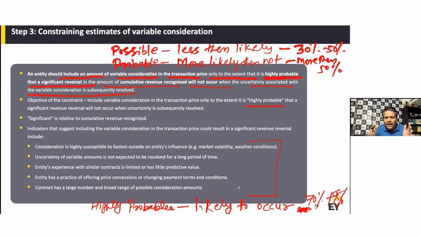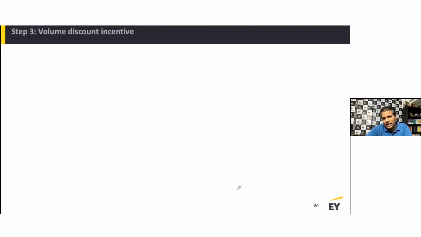The high hurdle of highly probable is understood as likely to occur. Likely to occur means a possible range of 70 to 90% in terms of your degree of confidence of realization of this variable consideration from your customer, for us to conclude that it should be considered as part of revenue recognition today, so that there is no likely reversal in a future period. Because if there's a reversal, that's not a good answer, right? That's not a good answer.